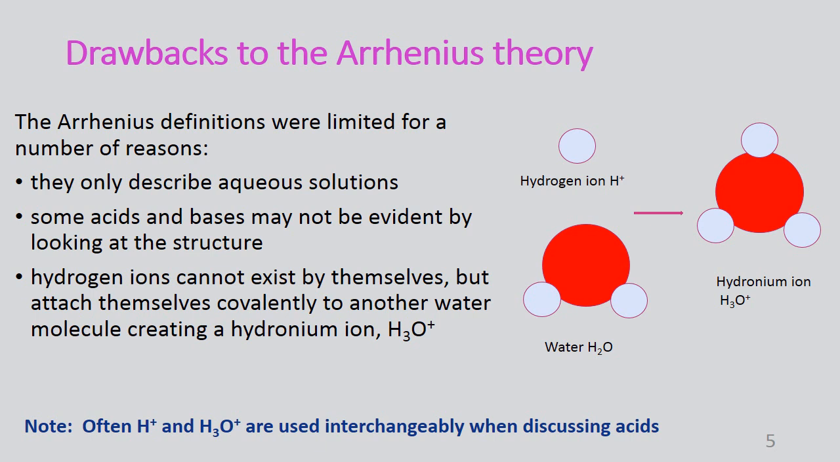All right, so there are some drawbacks to the Arrhenius theory. The first, as you can see, is that they really only describe aqueous solutions, which has to do with water. So you can't talk about acids and bases in other solutions. Acids and bases may not be evident by looking at their structure. And also, technically speaking, hydrogen ions can't exist alone. What they do is they sort of glom onto an H2O molecule to become H3O+, which we call the hydronium ion.